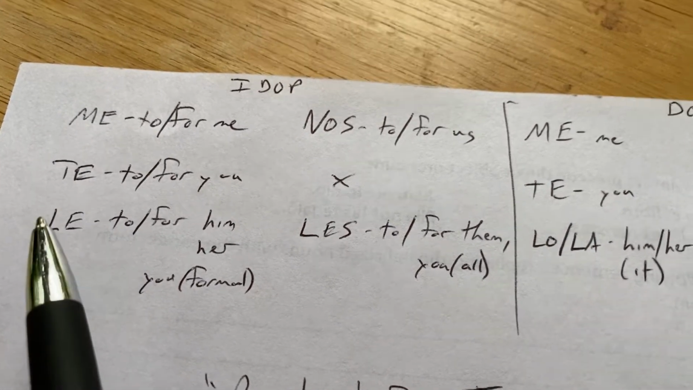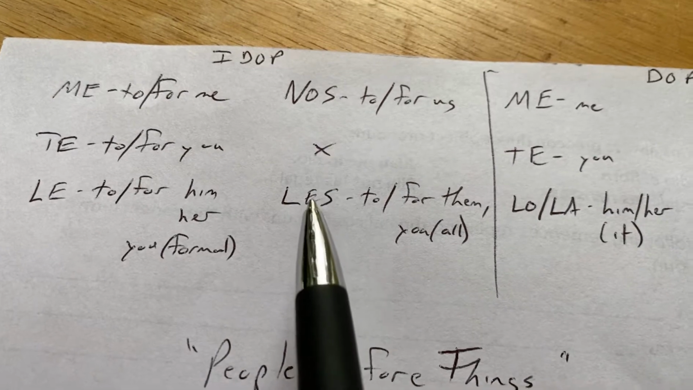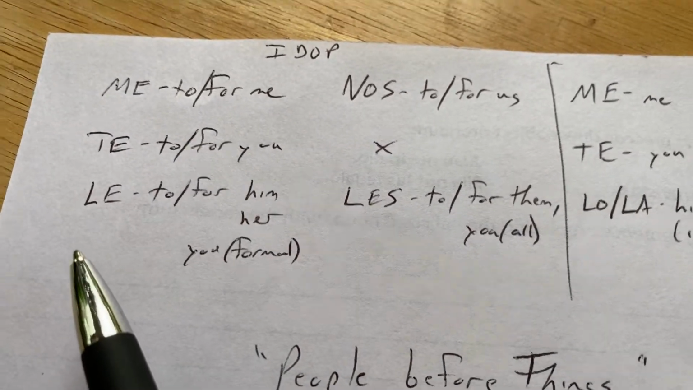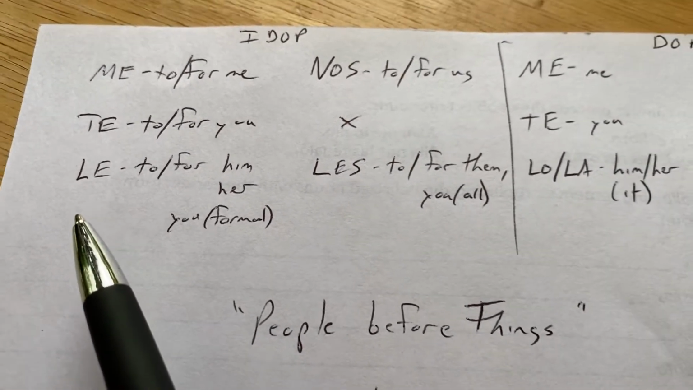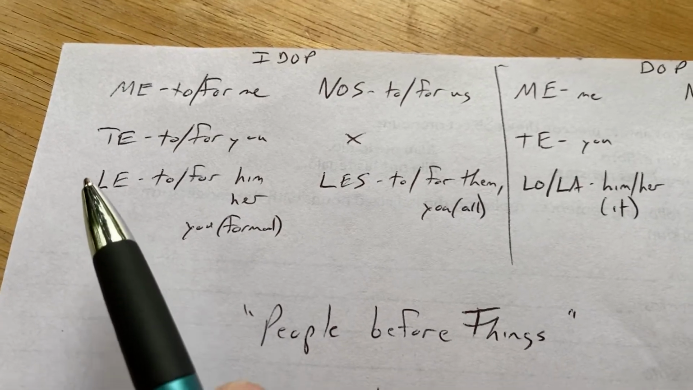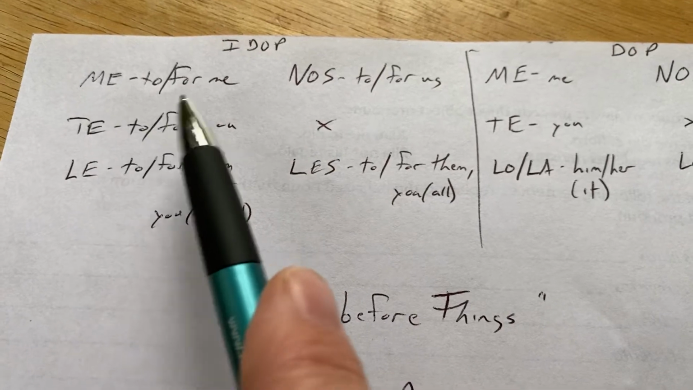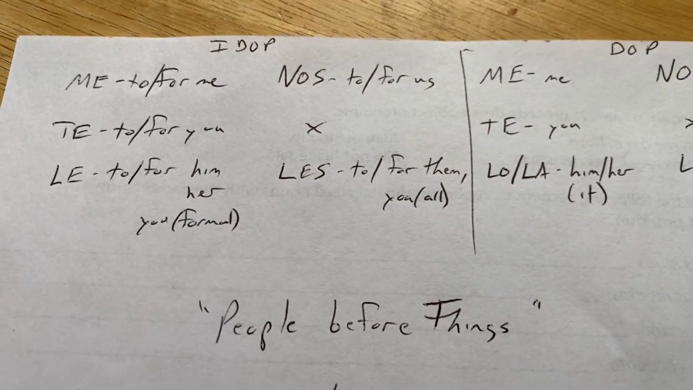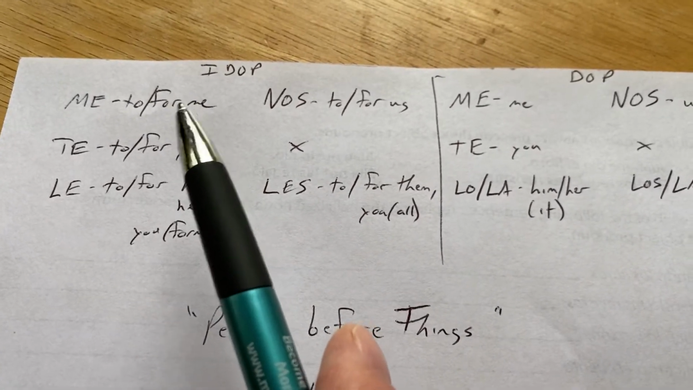So these, we've got me, te, le, nos, les. And you've actually seen these before, if you remember the verbs gustar and encantar and doler, which means to feel pain. Remember "me gusta el queso"? To me, the cheese is pleasing, or I like cheese. So you've seen indirect object pronouns, but not necessarily outside of that context.